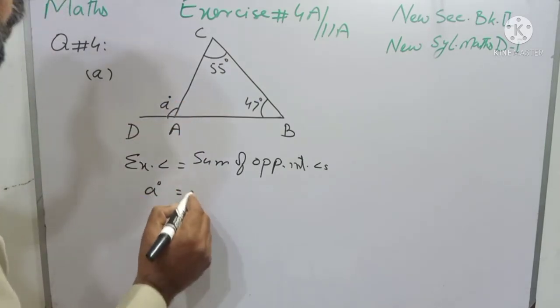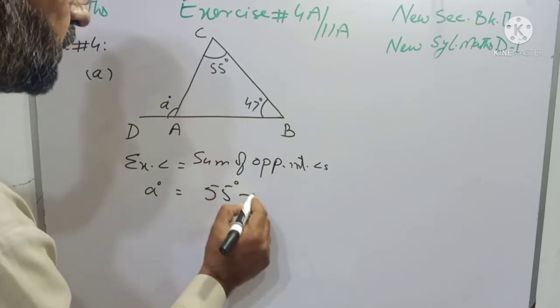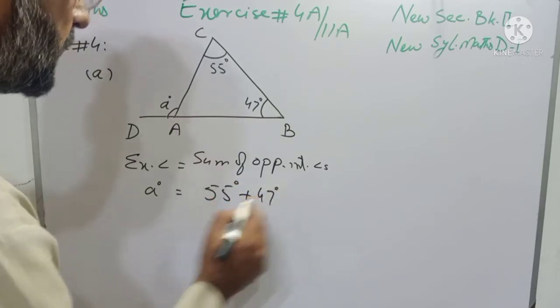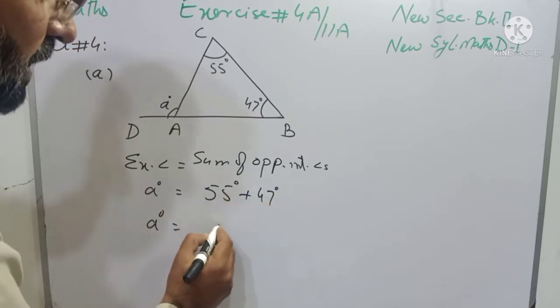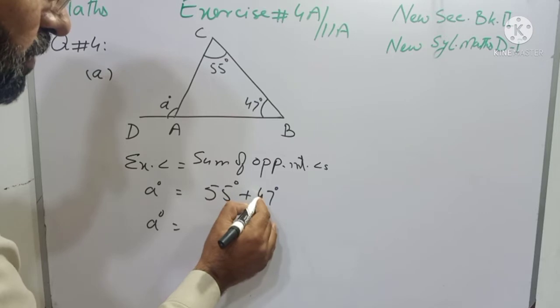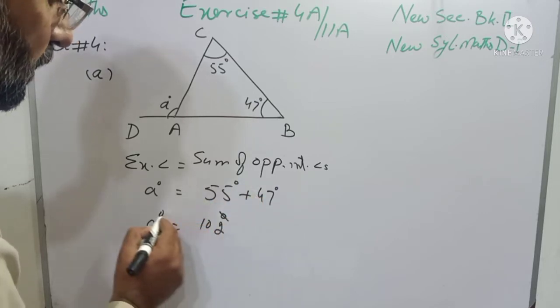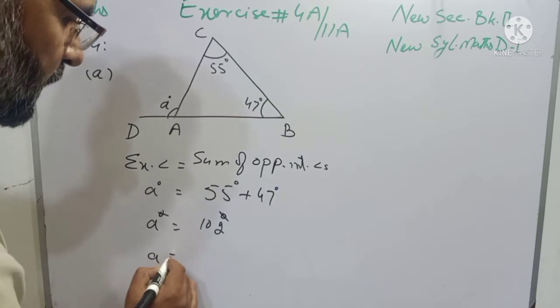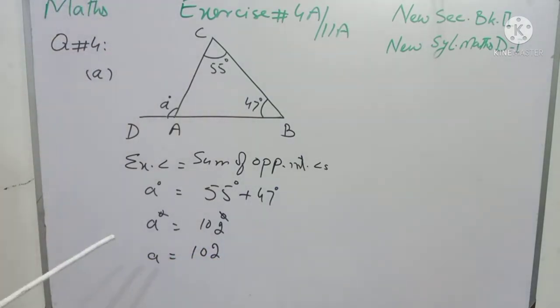Exterior angle is equal to the sum of opposite interior angles, which are 55 degrees plus 47 degrees, and A degree is equal to 5 plus 7 is 12, 1 carry, 5 plus 4 is 9, and 1 is 10, so 102 degrees, and degree will be cancelled with degree, and the value of A is 102. So it is the value of unknown, and it is part A of question number 4.